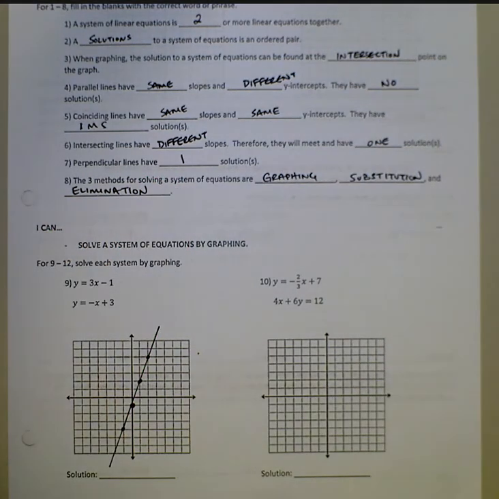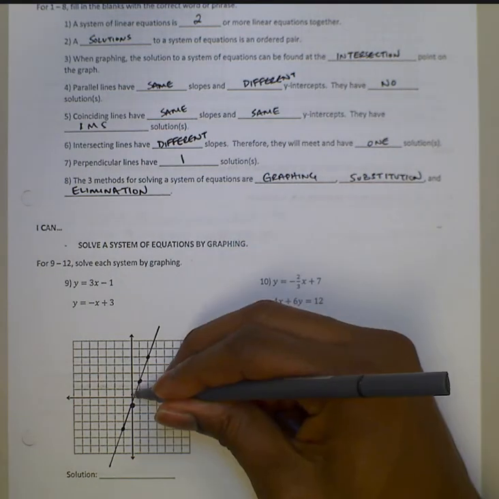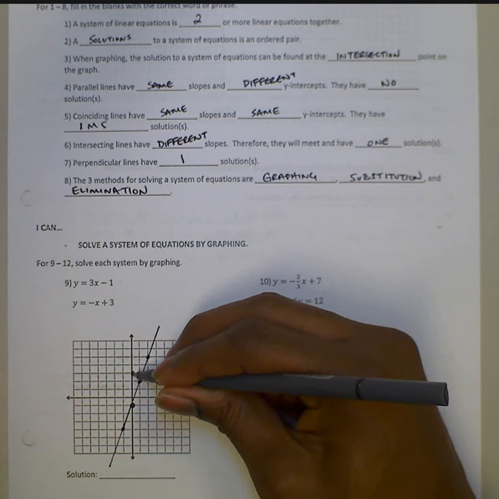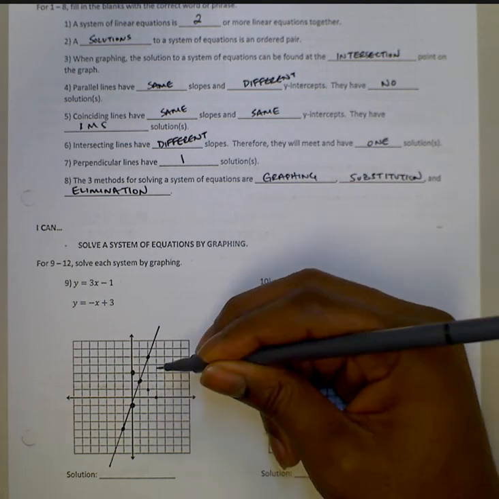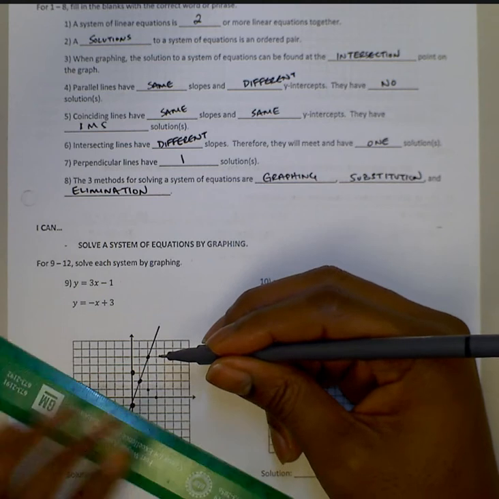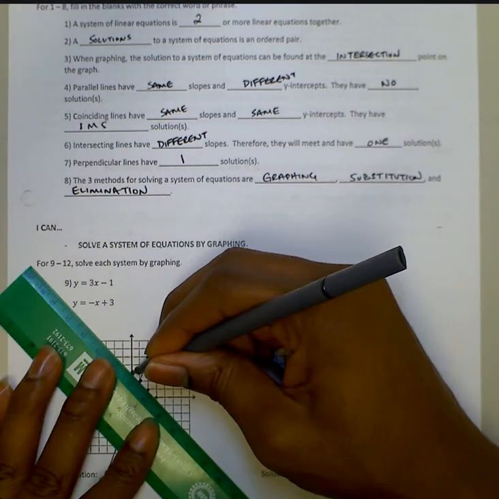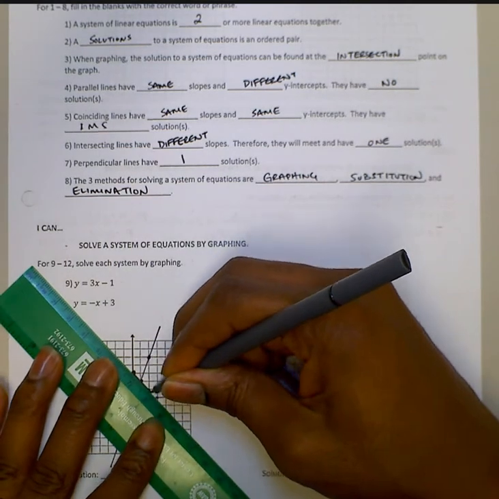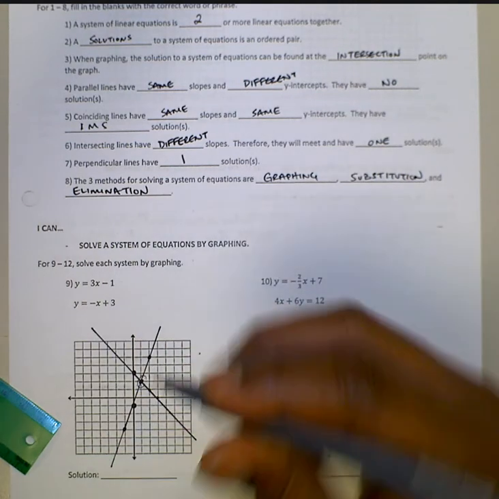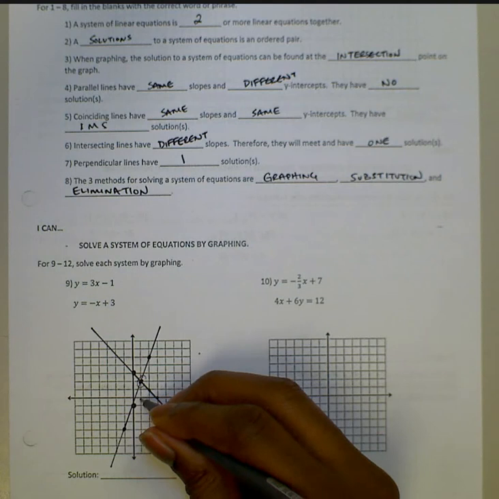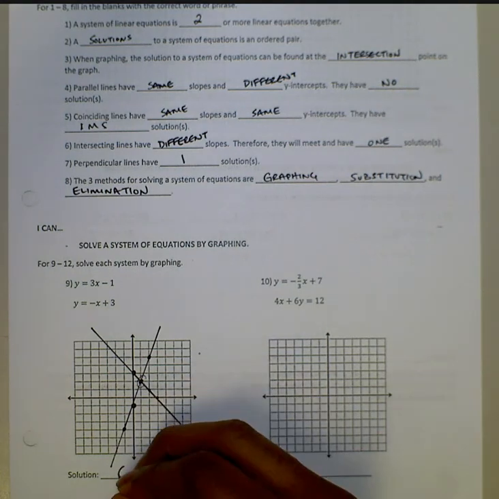Alright, y equals negative x plus 3. So my y-intercept there is 3. Negative x, down 1 over 1, down 1 over 1, down 1 over 1. Okay, so negative 1 is my slope. Use my straight edge just to complete the line. I see where the solution is though. And here's our solution. At this point, we go over 1, up 2, so our solution is (1, 2).